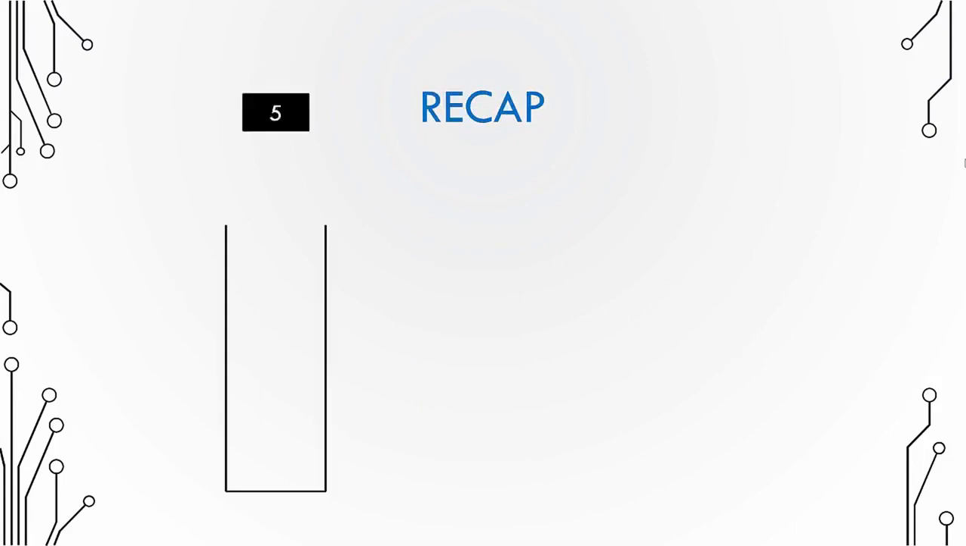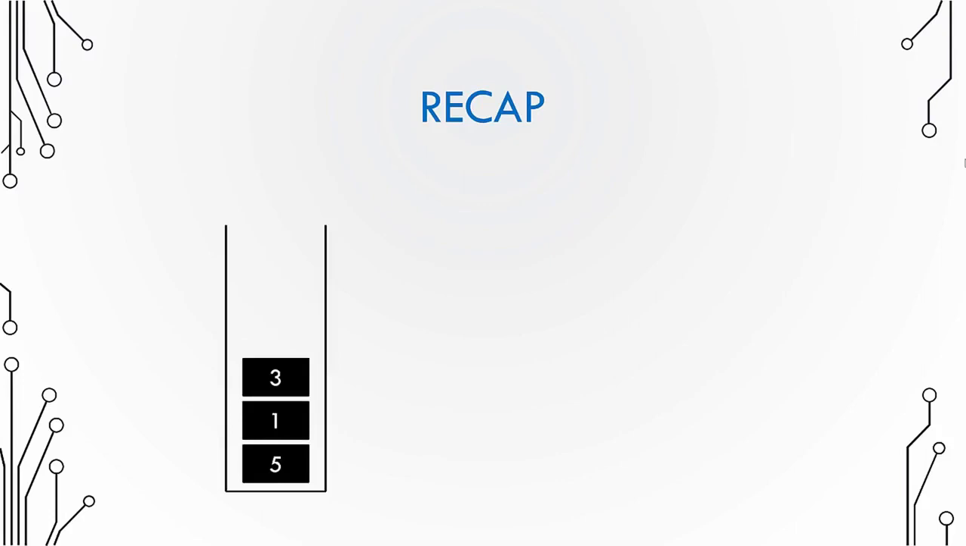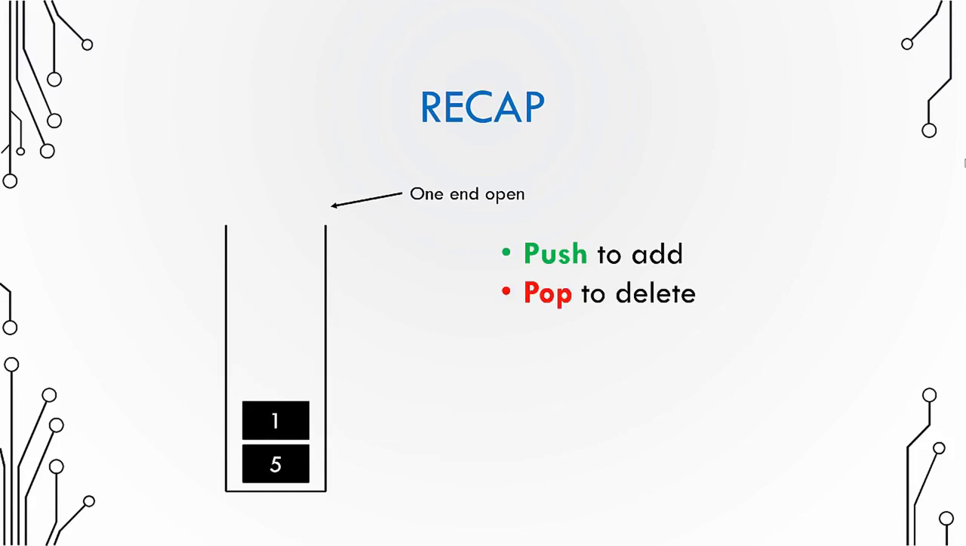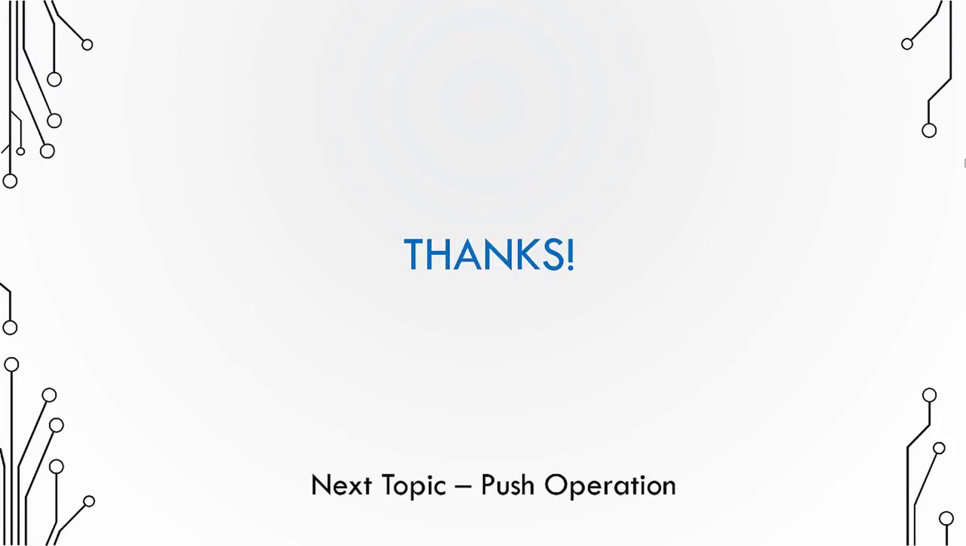Let us recap what we have studied. A stack is a collection of elements accessed only from one end. So you have only one end open. To add elements to the stack, you use the push operation. So it will add elements on top of the stack. And to delete elements from the stack, you use the pop operation, which will delete elements from the top of the stack. And stack is also known as last in first out, because the reason being that only one end is open for operations. That is why the last element to go in should be the first one to come out. So this was about the introduction to a stack.